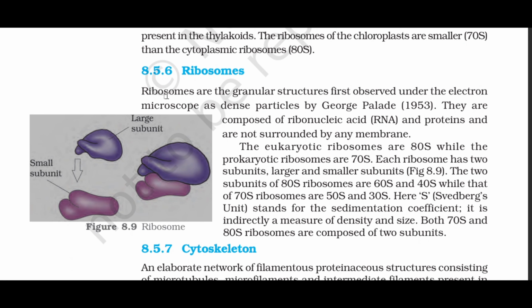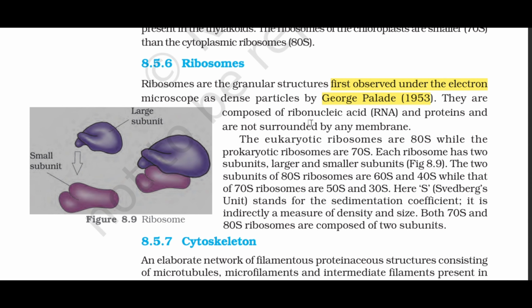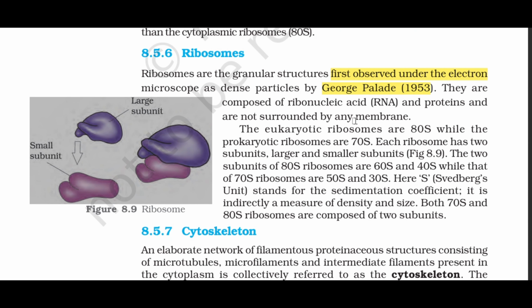8.5.6 Ribosomes. Ribosomes are granular structures first observed under the electron microscope as dense particles by George Palade, 1953. They are composed of ribonucleic acid, RNA, and proteins and are not surrounded by any membrane. The eukaryotic ribosomes are 80S, while the prokaryotic ribosomes are 70S. Each ribosome has two subunits, larger and smaller, Fig 8.9. The two subunits of 80S ribosomes are 60S and 40S, while those of 70S ribosomes are 50S and 30S.